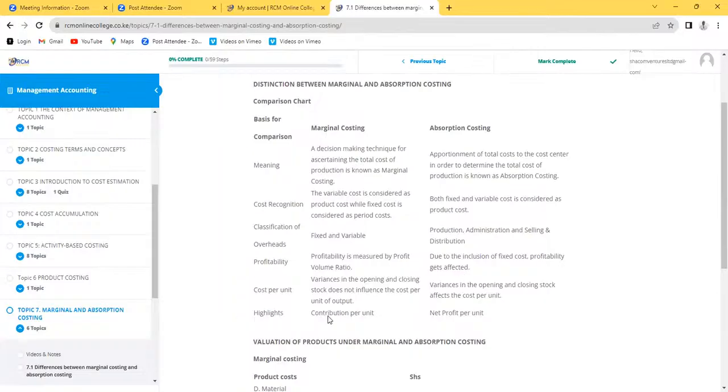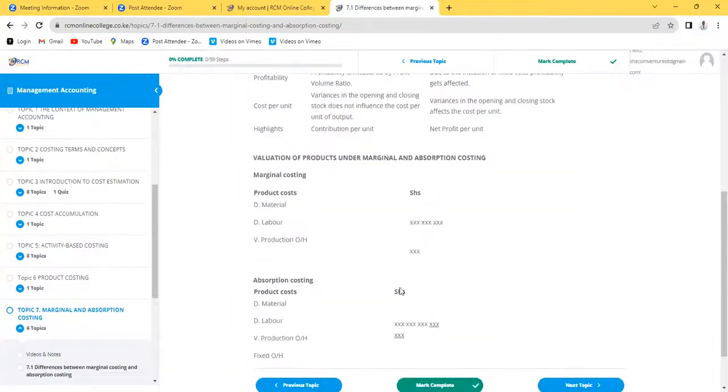Then it highlights contribution per unit. We are going to deal with the contribution per unit here, that is gross and net, while under absorption costing, we are going to deal with unadjusted profit, and then finally look at the adjusted profit. So, valuation of products under marginal and absorption costing. And under marginal, of course, I've just mentioned it here. We have direct material, direct labor, then variable production overheads.